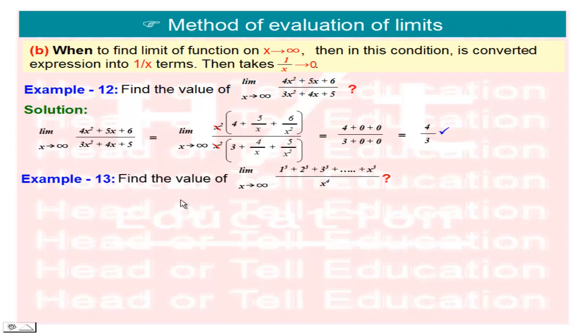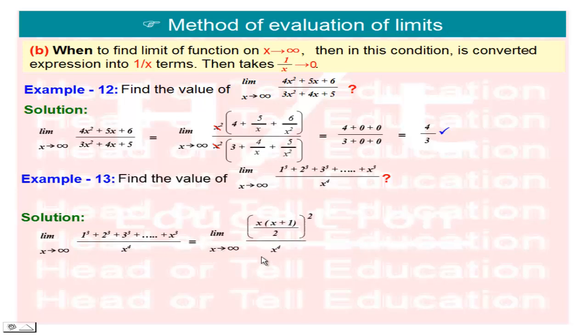One more example for this. Limit x tends to infinity of (1 cube plus 2 cube plus 3 cube and so on up to x cube) divided by x to the power 4. For the solution, you already know this is the sum of cubes of natural numbers. So we can write limit x tends to infinity of (x times (x plus 1) divided by 2) whole squared. This is the general formula for the summation of cube numbers, divided by x to the power 4.